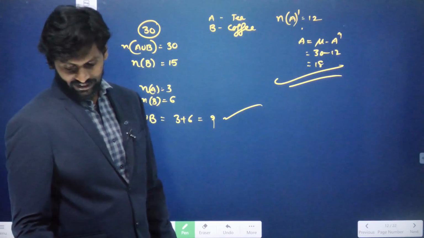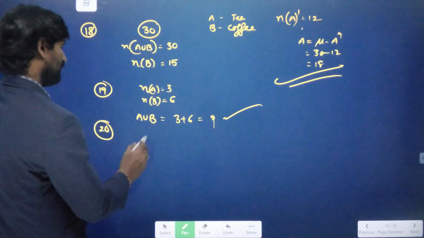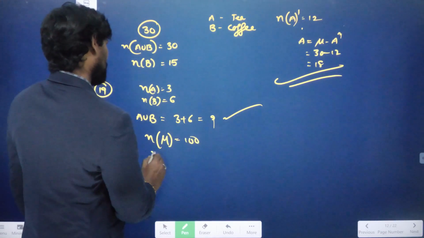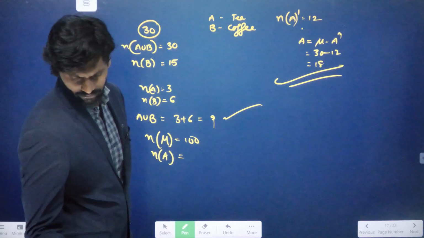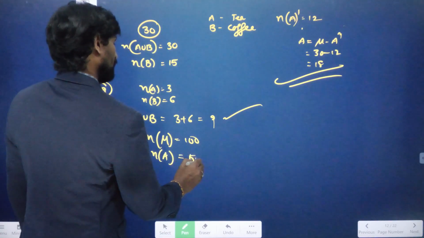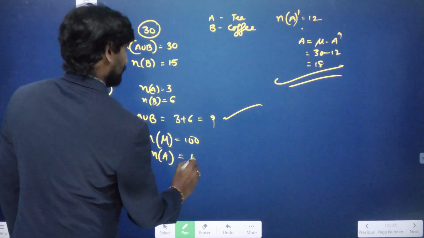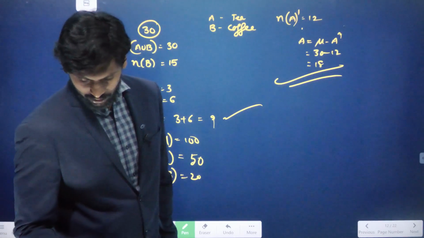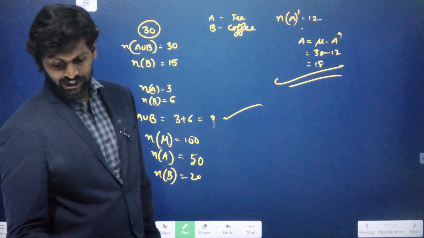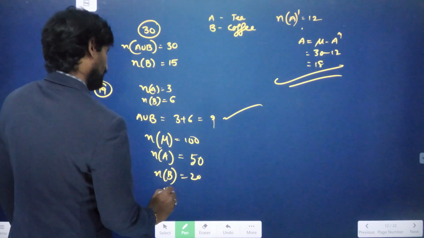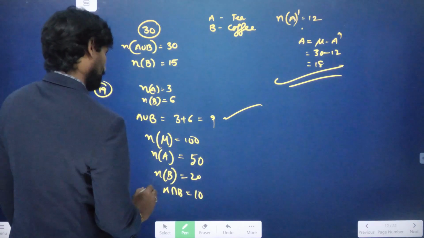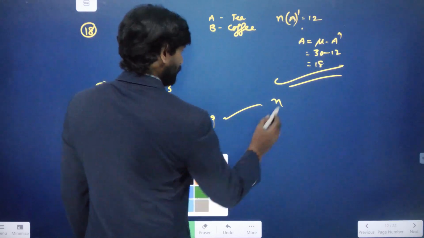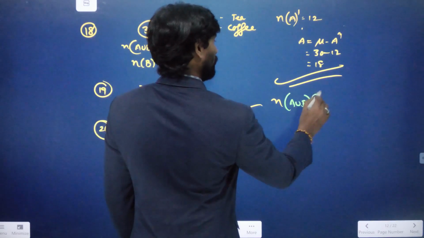So last question, that is n of mu equals 100. Mu is nothing but the universal set. Mu equals 100. n of A equals 50, n of B equals 20. Now A intersection B is 10, and A union B whole complement we should find. A intersection B value 10, n of A union B whole complement we should find.